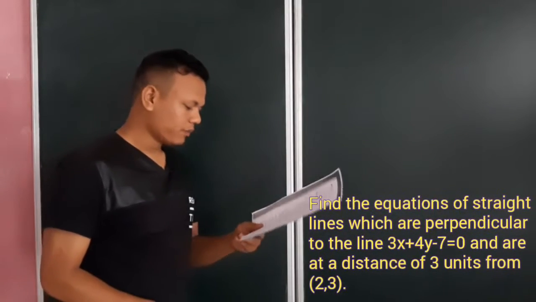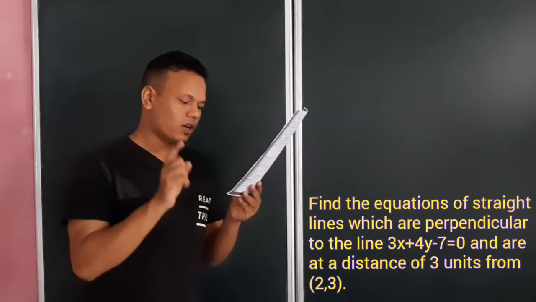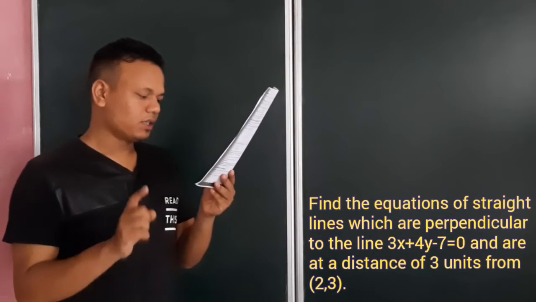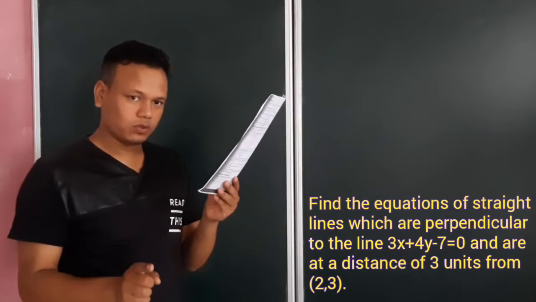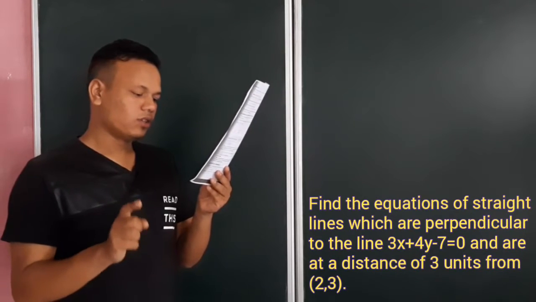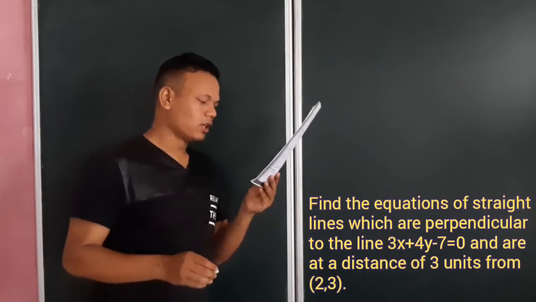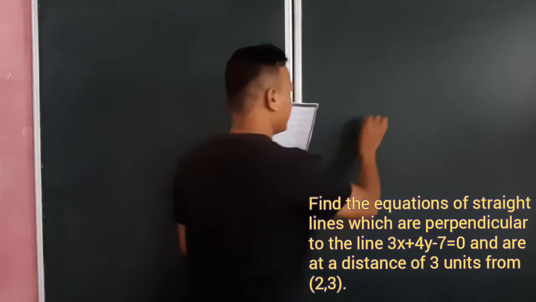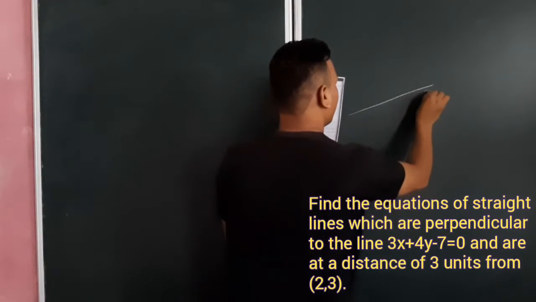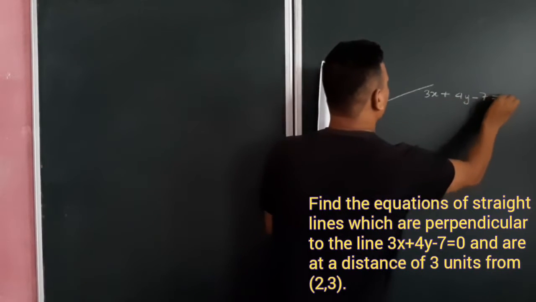The question says, find the equation of the straight lines which are perpendicular to the line 3x plus 4y minus 7 equals 0 and are at a distance of 3 units from (2, 3). Let's try to understand what this means. There's a straight line given to you, and that line is 3x plus 4y minus 7 equals 0.